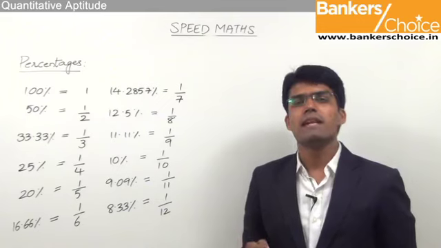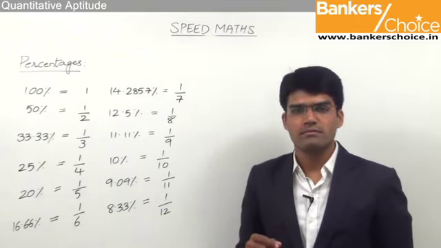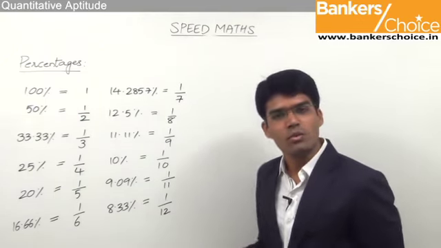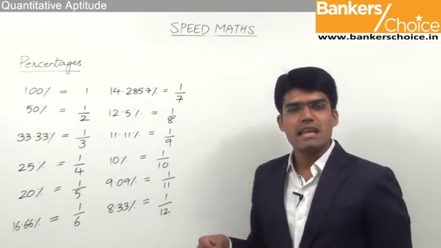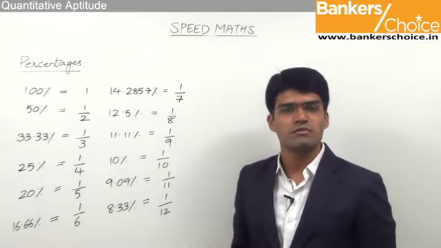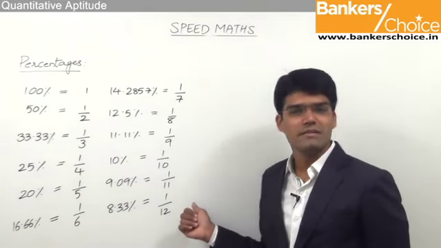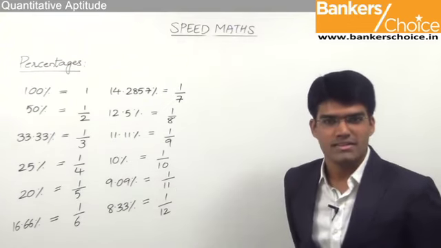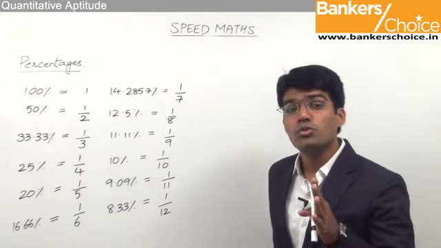For example, 9.09% of 4,400 is equal to what? We know that 9.09% is 1 by 11. So we can say 9.09% of 4,400 will be 1 by 11 of 4,400, and that will be equal to 400. So that's how it becomes really very simple if you can mug up what these percentages are in terms of their fractions. Now if I ask you what is 45.45%, you should not get confused.